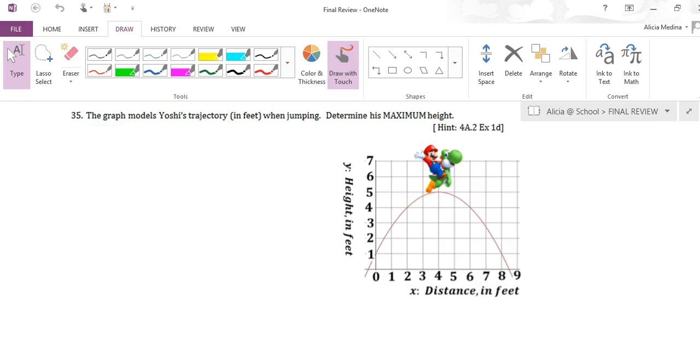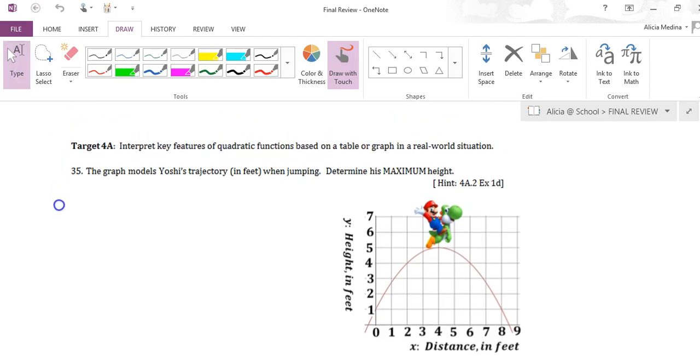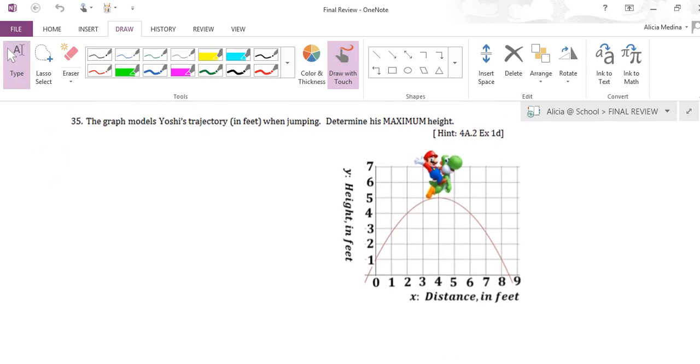So looking at number 35. Our first question says, the graph models Yoshi's trajectory when jumping. So determine the maximum height. Now the first thing is you need to figure out where that highest point is. And it is right here at (4, 5).